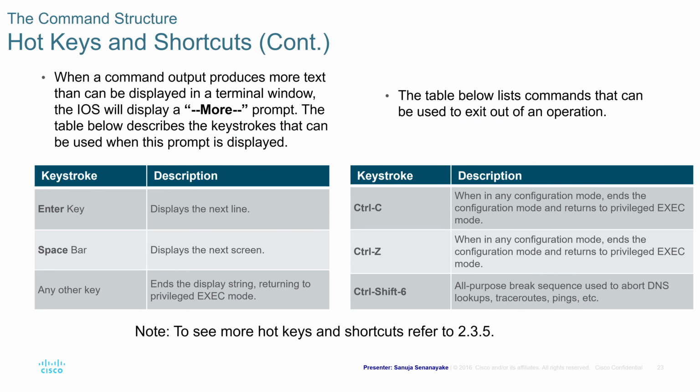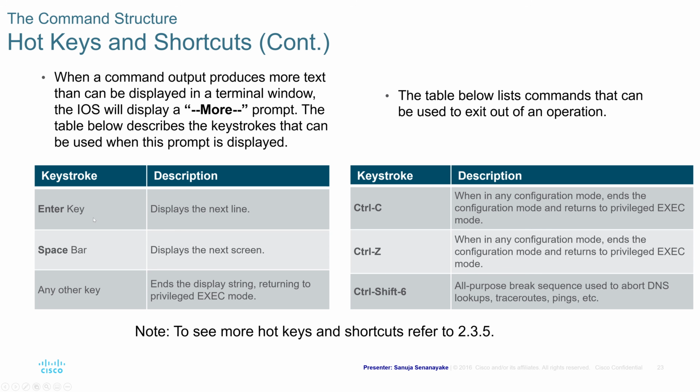And when a command output produces more text than can be displayed on a terminal, because the terminal window may be too small, the iOS will display the term more. It's a prompt to the user, and the table below describes the keystrokes that can be used when that prompt is displayed. So if you enter something like, for example, do show run, which will have lots of information about your entire running configuration, it'll have this thing on the bottom saying more.